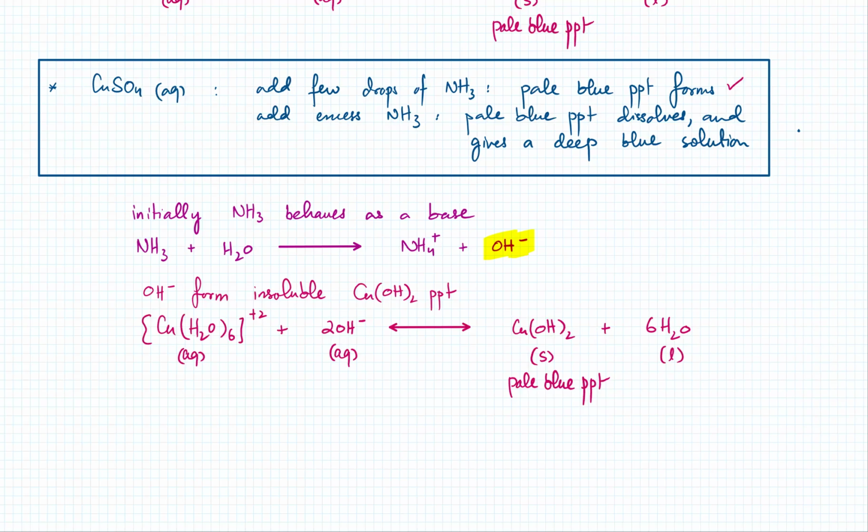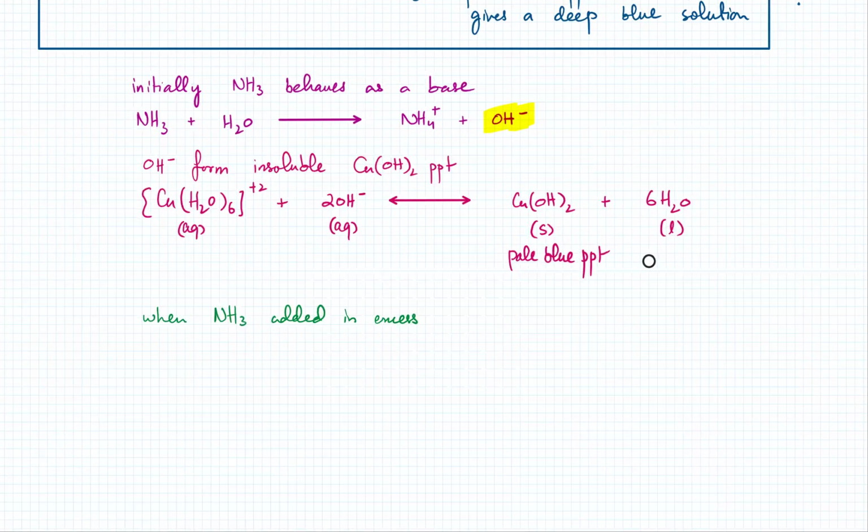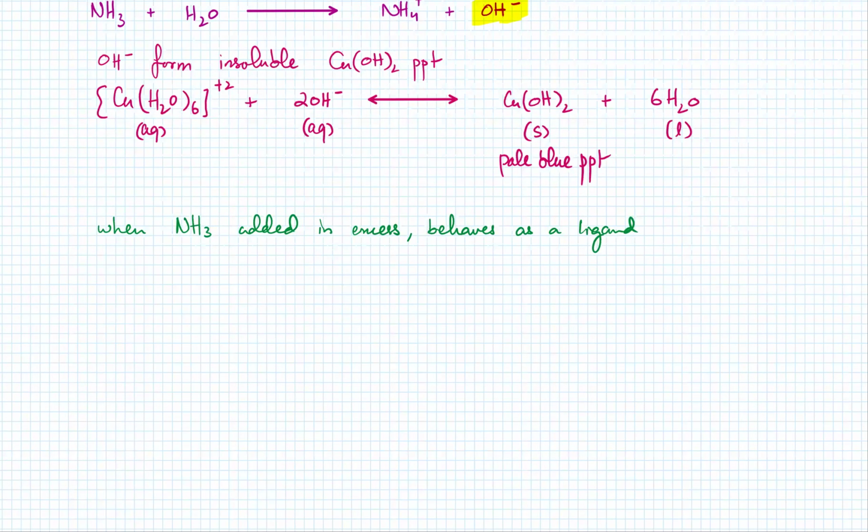Yes, sir. And after that, when you add ammonia in excess, it behaves as a ligand. So what it's going to do is take the copper hydroxide, and ligand exchange would start happening. The Cu(OH)2, which was a solid pale blue precipitate, the ammonia molecules will start, and since it's aqueous, let's add in some water molecules as well.